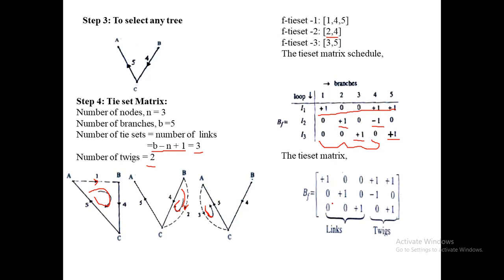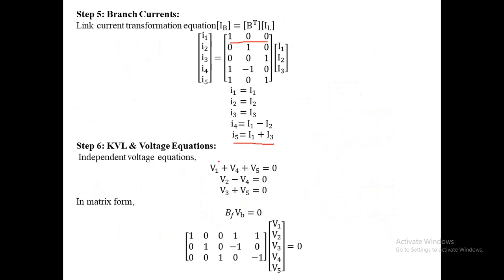Here for current we have to consider the column. For voltage we have to consider this row. Here we can write V1. This is branch 1, 2, 3, 4, 5. V1 plus V4 plus V5 equal to 0. Then for the second row, V2 minus V4 equal to 0. Here V3 plus V5 equal to 0.